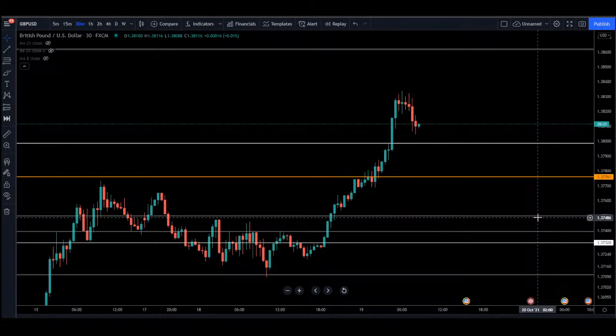Question. I like to enter trades on the wick rather than waiting for confirmation. I do this so I can have a really small stop loss. Is that a good trading practice?